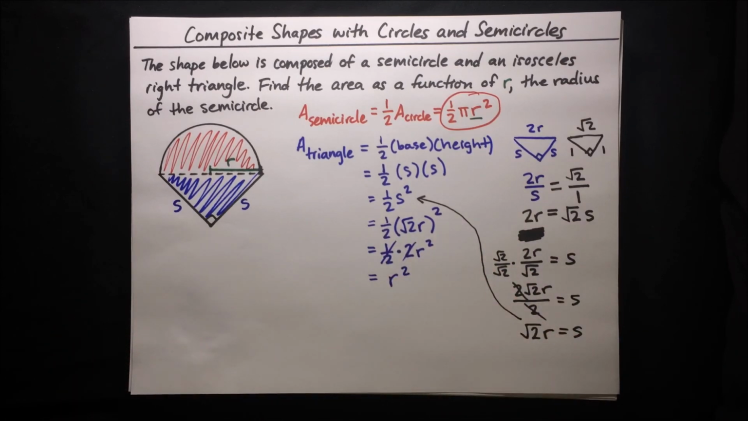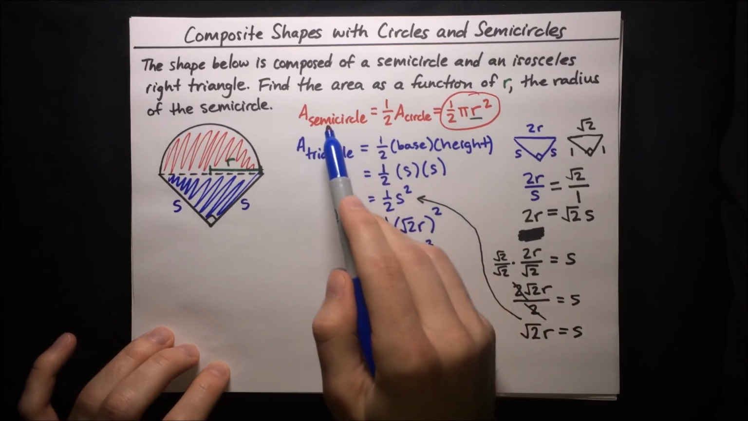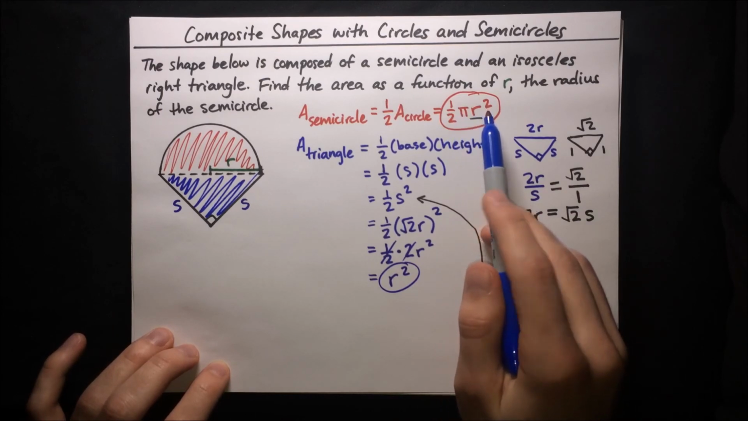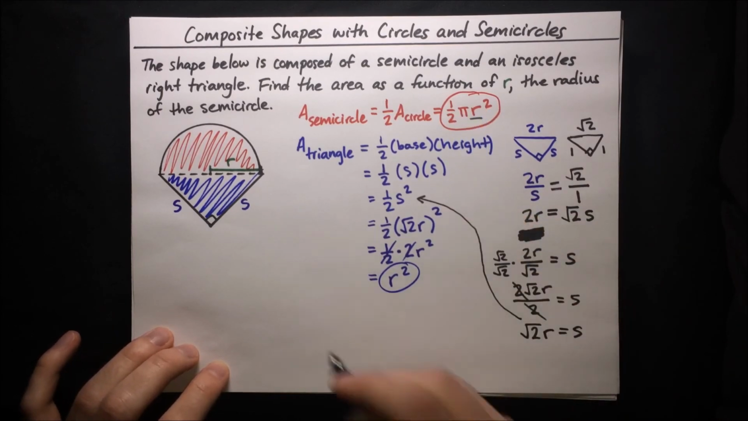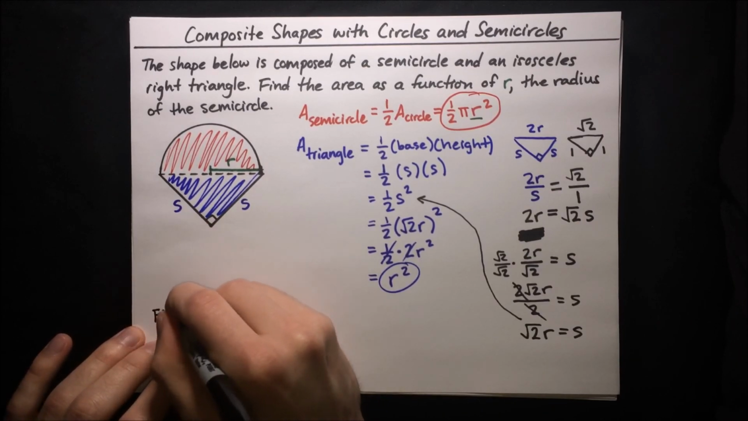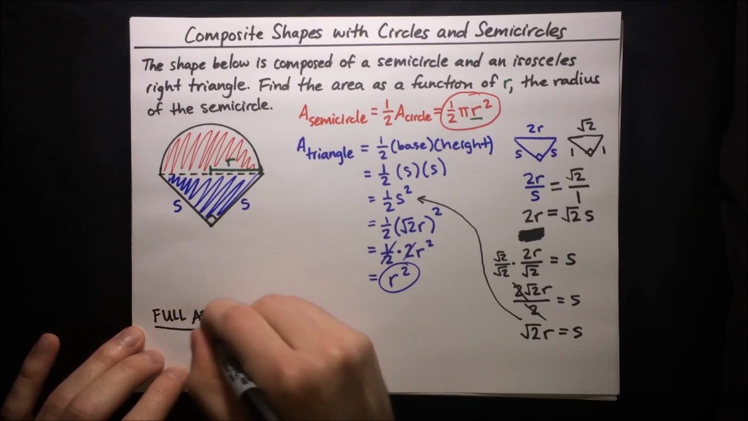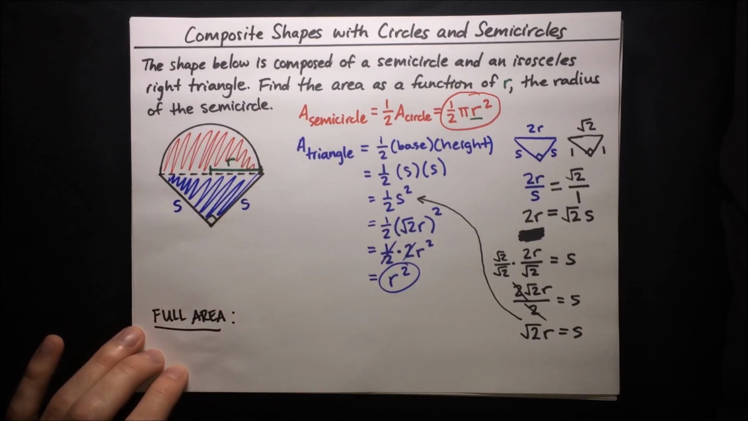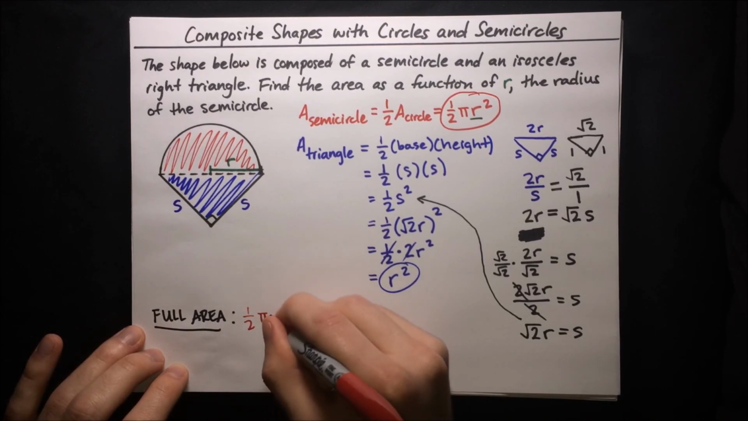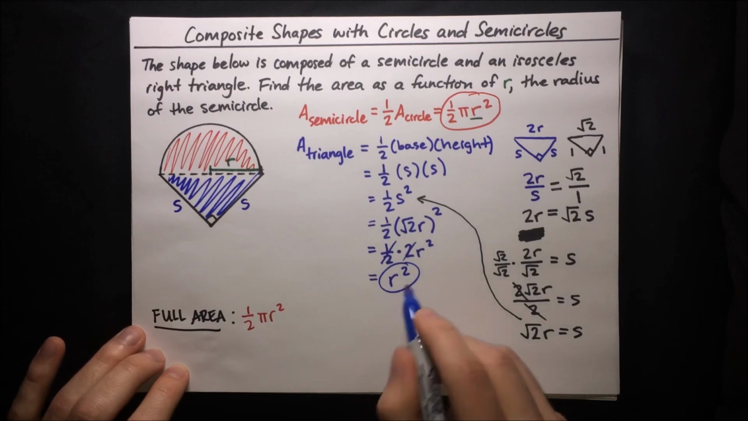Nice, so we've got the area of the triangle in terms of r, that's just r squared, and we've got the area of the semicircle in terms of r, just a half pi r squared, and so that positions us nicely to find the full area. We just have to add them together. So the full area we get by just adding the two results together. So a half pi r squared, and then plus our r squared here.